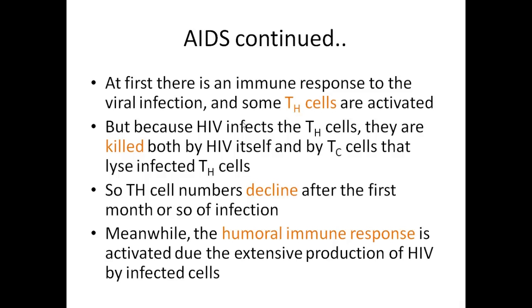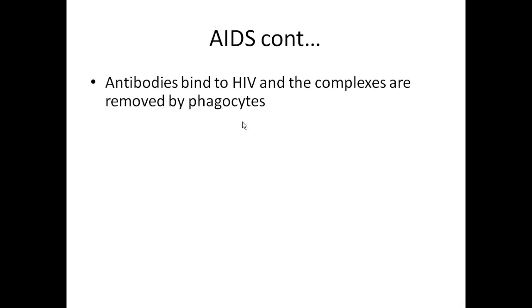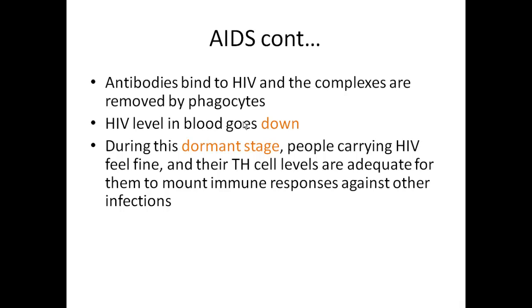Meanwhile, the humoral immune response is activated due to the extensive production of HIV. It's growing in infected cells. So what's happening is antibodies are binding to HIV and the complexes are being removed by phagocytes. Because of that, the HIV level in the blood goes down. So now we're kind of in a good spot. We're in a dormant stage. People in this stage carrying HIV feel fine. Their TH cell levels are adequate. They're doing okay. They can mount immune responses against other infections.